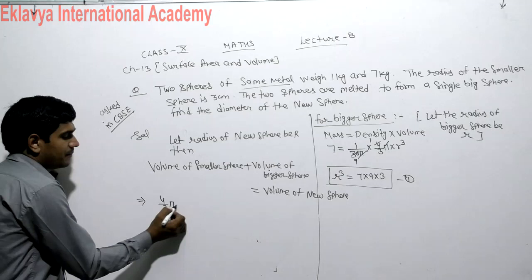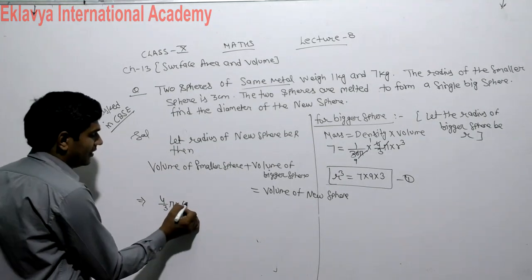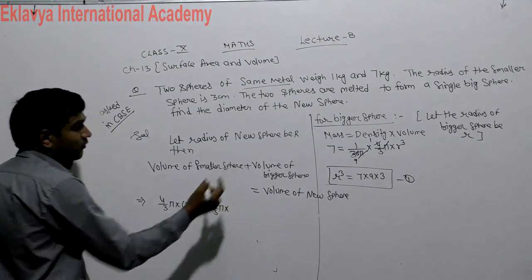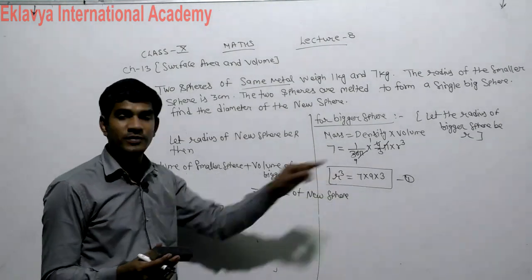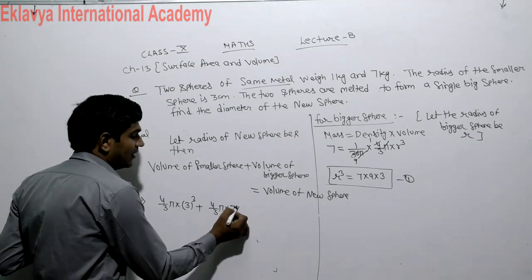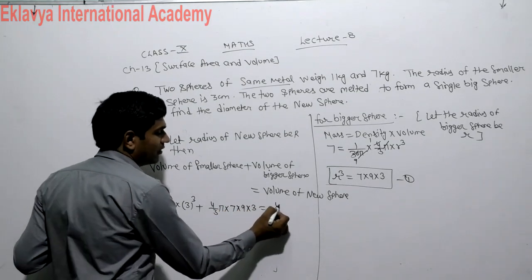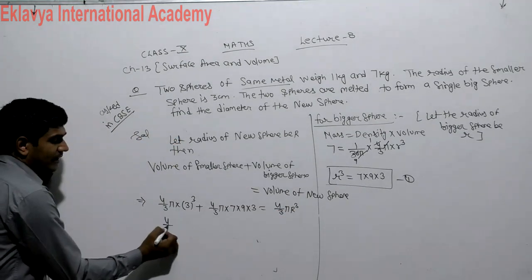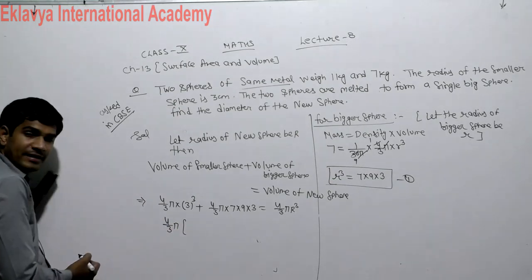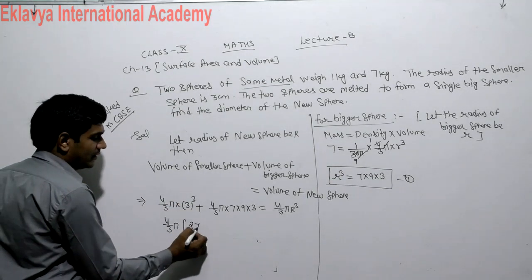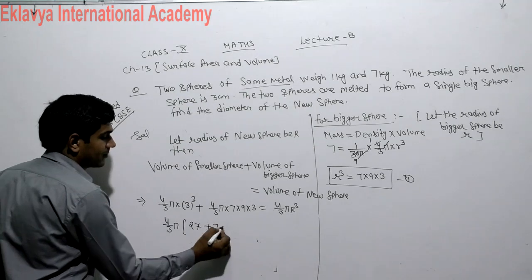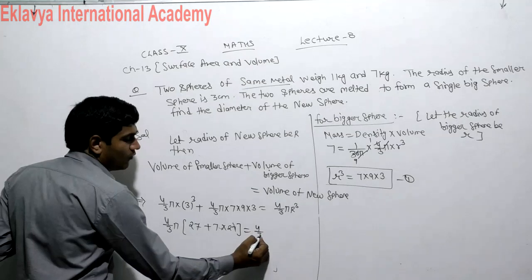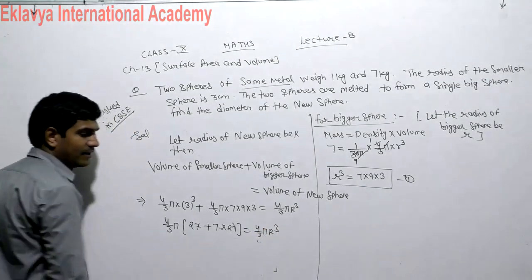4 upon 3 pi r cube, plus 4 upon 3 pi for the larger sphere, the bigger sphere, radius cube is 7 into 9 into 3. So 7 multiplied by 9 multiplied by 3 is equal to 4 upon 3 pi r cube. From here, take 4 upon 3 pi common: 3 power 3 is 27, plus 7 multiplied by 27, which is equal to 4 upon 3 pi r cube.